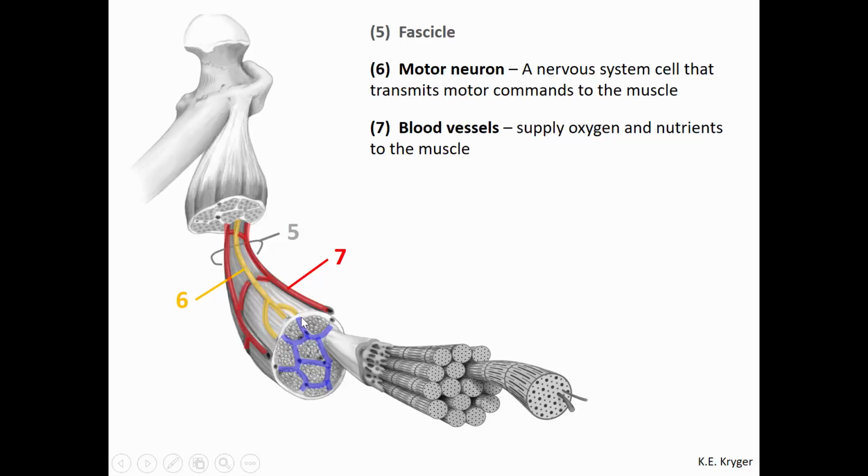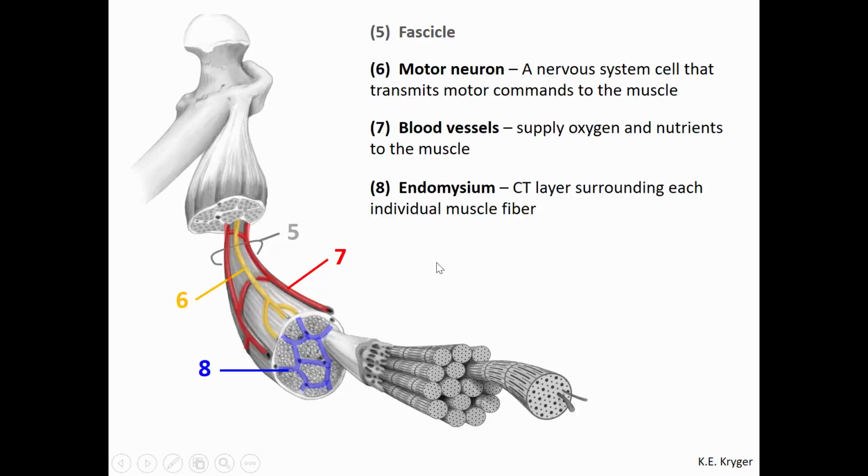Number 8 is another connective tissue structure down here in blue. All right, so here's number 8. And this connective tissue layer is called endomysium. Endo means within. Myo just indicates muscle. So literally within each fascicle, we have connective tissue layers that are surrounding the individual muscle fibers. So endomysium is connective tissue surrounding each individual muscle fiber, right? Because a fascicle is just a bundle of muscle fibers.